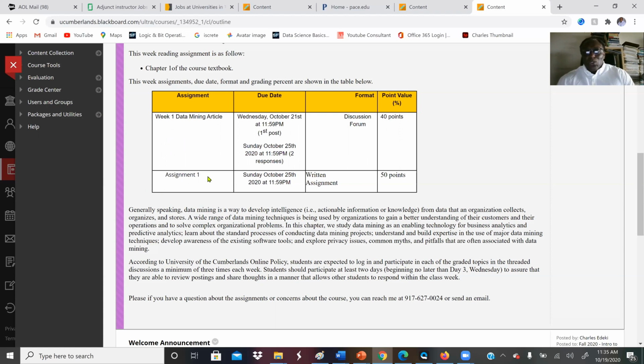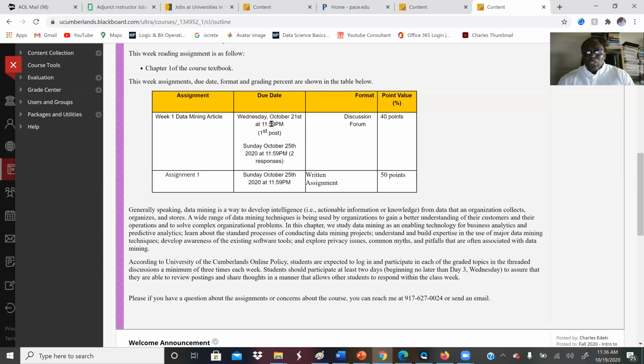Then we also have assignment 1. The same thing: when you go to the week 1 folder, we will see the guideline. This is our first week, so I'm going to explain all this. For example, our assignment 1 is due on Sunday at 11:59 p.m., which is October 25th. All our assignments are due on Sundays at 11:59, and this assignment is 50 points. Discussions are also due on the same Sunday at 11:59, but we need to post our initial discussion every Wednesday.